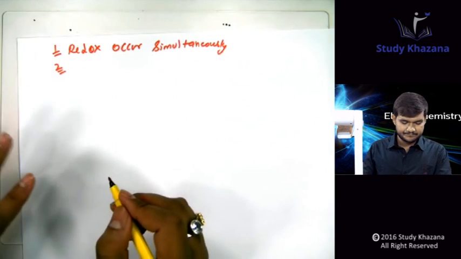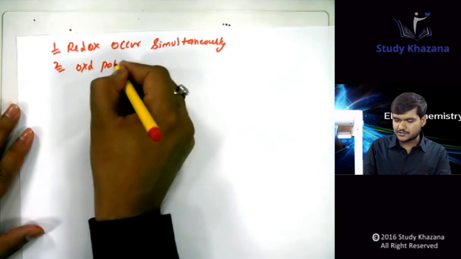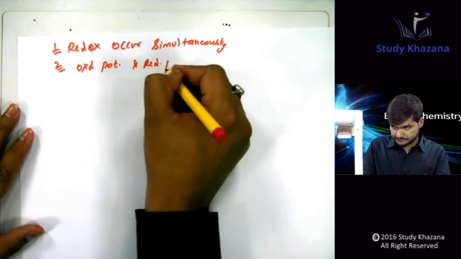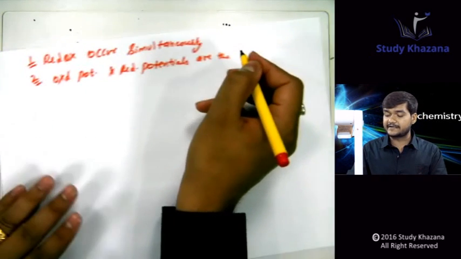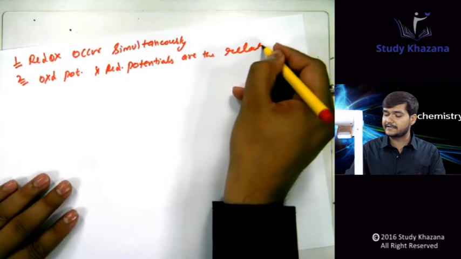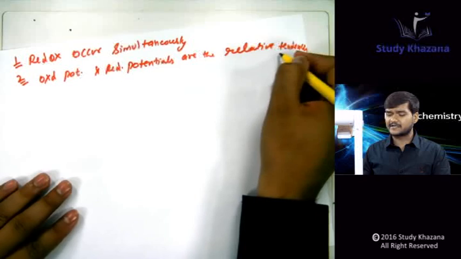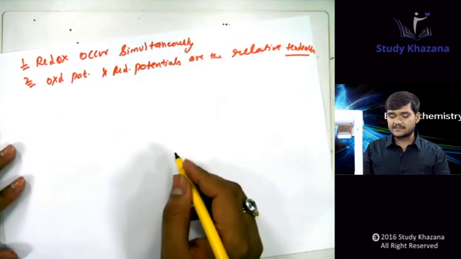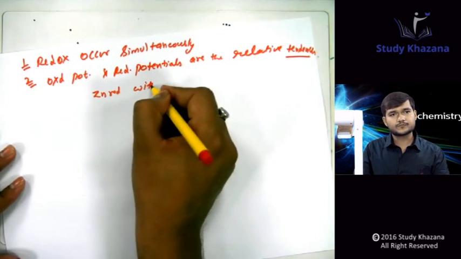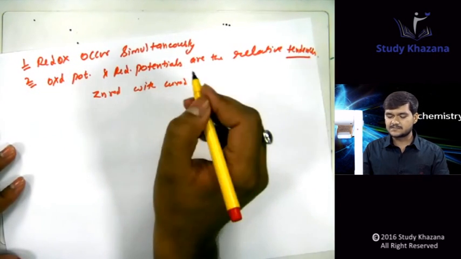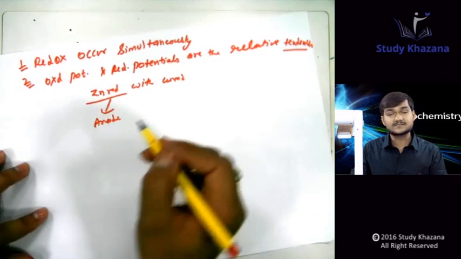Second, oxidation potential and reduction potential are relative tendencies. Now what do you mean by relative tendencies? If I place this zinc rod with this copper rod, what we have seen is that zinc behaves as anode. I have already discussed this, and the copper rod behaves as cathode.